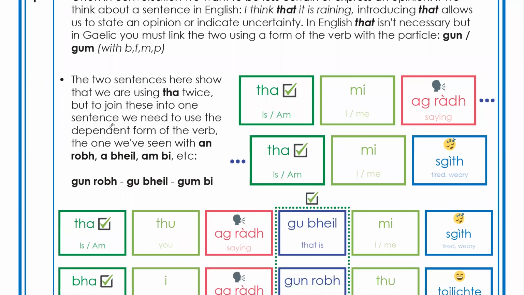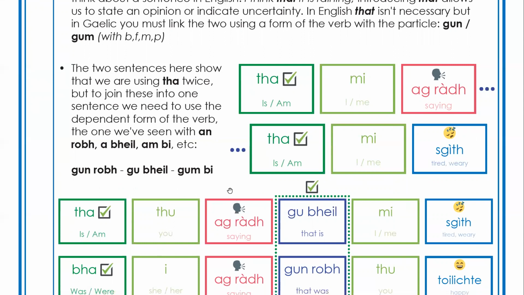So we do this using the dependent form of the verb. This is the one we've seen with an robh, a bheil, and an bi. So that's where we've seen the dependent form previously, with a question or with a negative. So to use this linking particle, gun, we get gun robh. Instead of an robh or cha robh, we have gun robh. A bheil, we have bheil. And where we had an bi, the linking form, bi. So this dependent part stays the same, and we're introducing gun or gum before a B, F, M, or P.